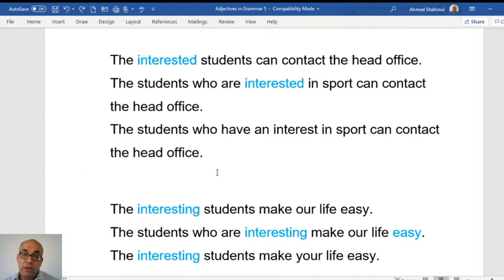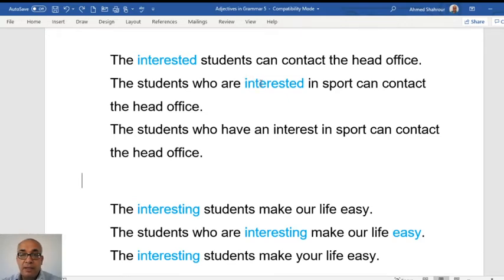But our lesson is on adjectives, so interested is a past participle because it has an ed. Interested comes before students. Students is a noun, so we have to say interested is an adjective for students. But not all the time adjectives come before nouns. Interested here is a past participle, and interested is an adjective for students, but interested comes after the verb.